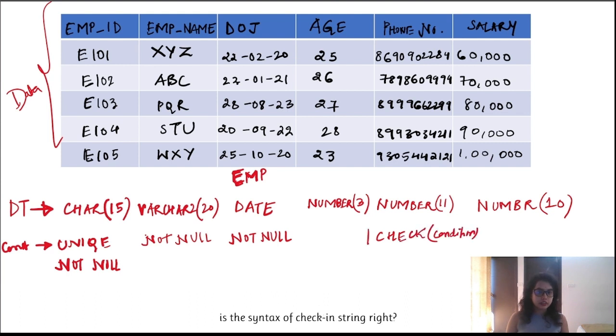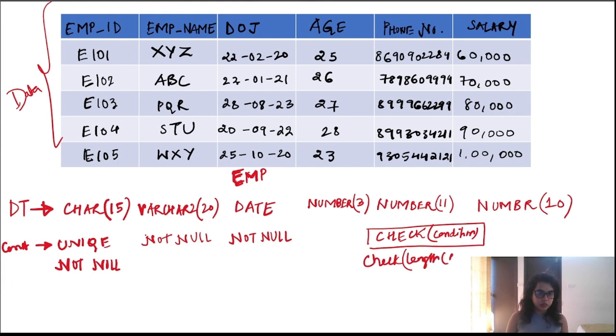This is the syntax of check constraint, right? But what should be the condition here? That my length of phone number should be less than or equal to 10. Okay, now coming to salary.